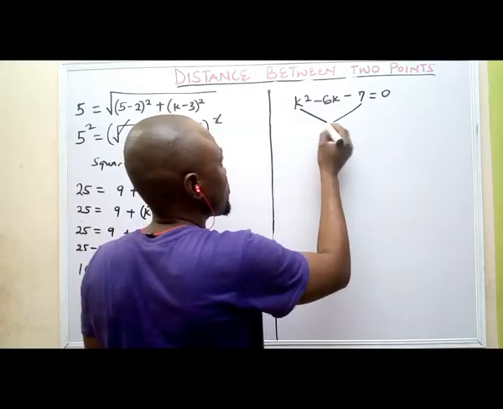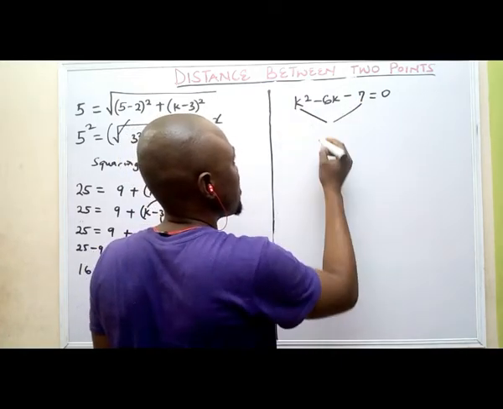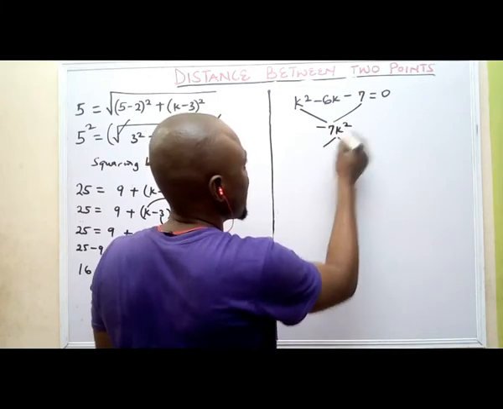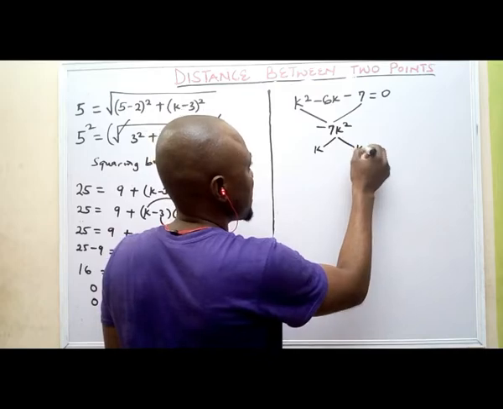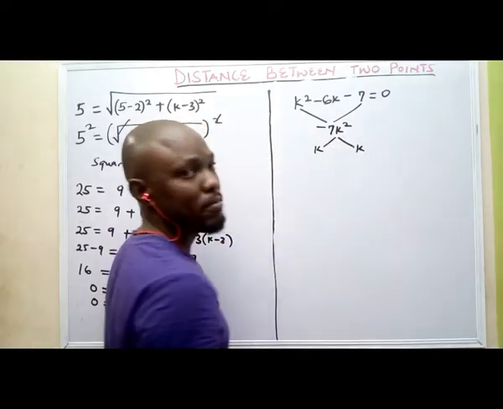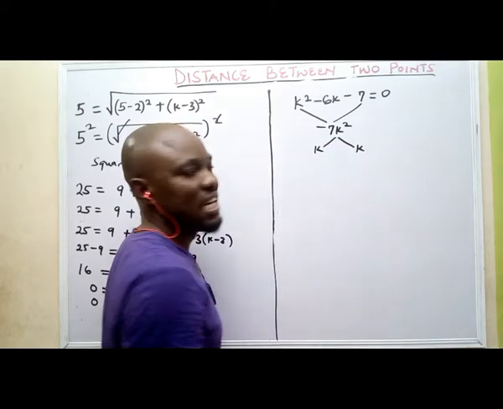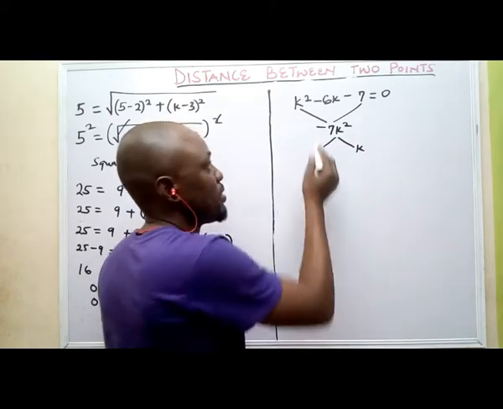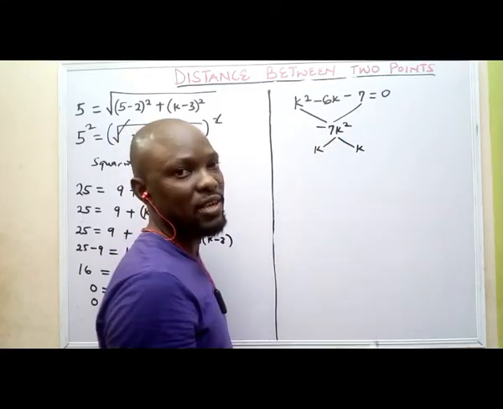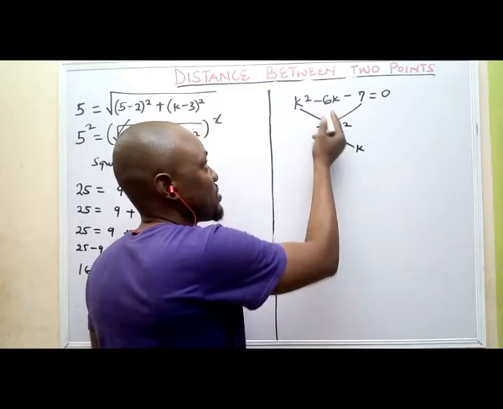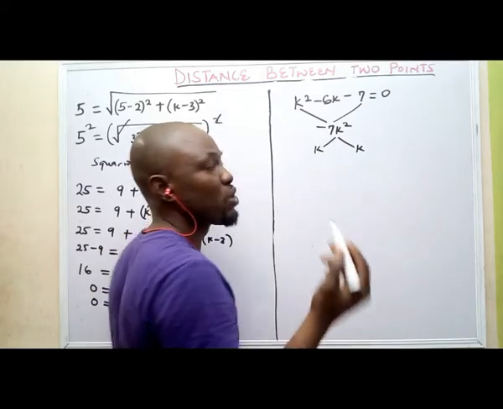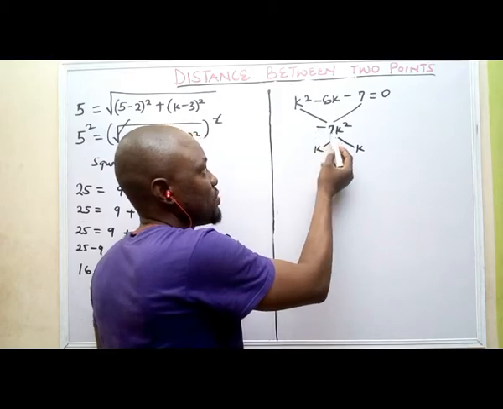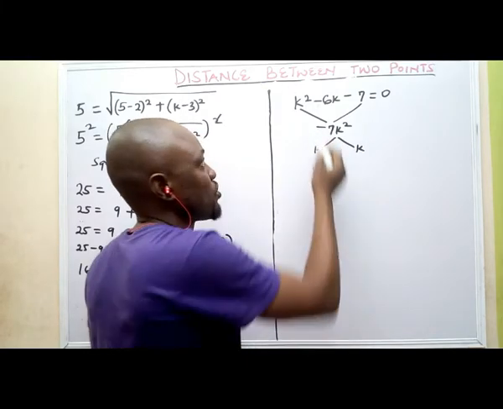If I do that, I'm going to get k squared multiplied by minus 7, which gives minus 7k squared. Now I'm going to break the k squared into k and k, because k times k gives me k squared. The next step is that I want to look for two factors such that when I multiply the factors, it gives me minus 7, and if I add or subtract the same factors, I get minus 6. I'll say that again: I'm looking for two factors such that when I multiply those factors, I get minus 7, and if I add or subtract the same factors, I get minus 6.